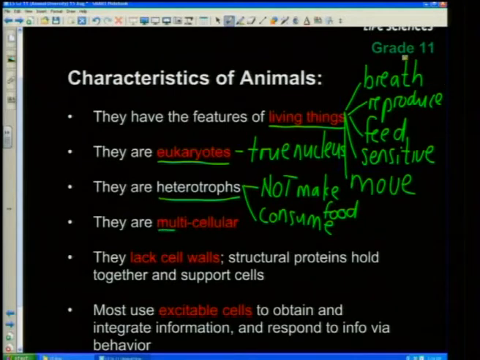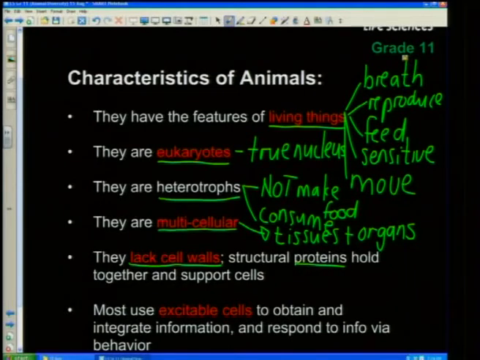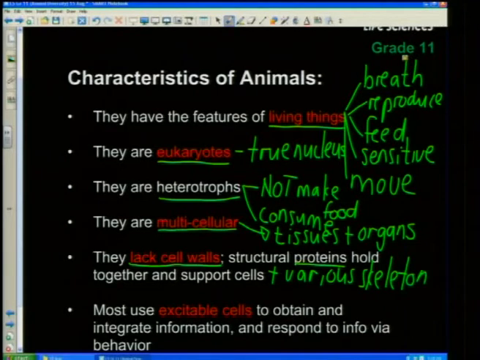They are multicellular. These multicellular organisms are classified into the group of animals because they have different tissues that group together and that will also form different organs. Then they lack cell walls, which means that they are animal-like. Cell walls belong to plants, as you can remember the plant cell walls. And then in the animals, we have mainly structural proteins that hold together and support cells, together with various skeletons. So animals have various types of skeletons.